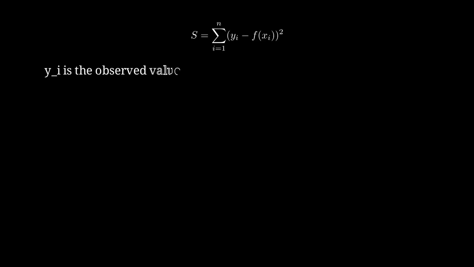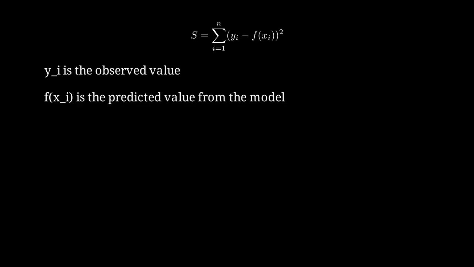Here, yi is the actual observed value from your experiment, and f of xi is the value predicted by your model at that same x position.